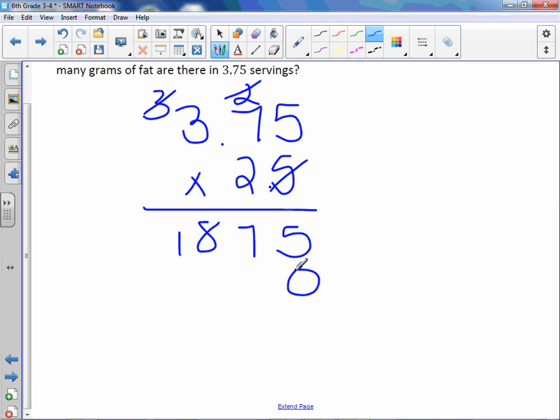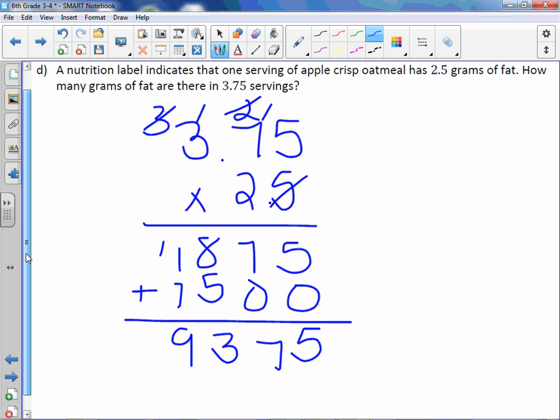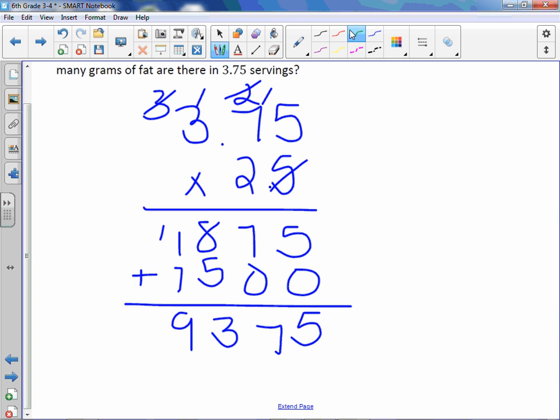Cross it off, put a placeholder. 2 times 5 is 10, carry the 1. 2 times 7 is 14, plus 1 is 15. And 2 times 3 is 6, plus 1 is 7. Add them up. And we have 1, 2, 3 behind. 1, 2, 3. So we have 9.375, and it asks for grams of fat, so grams.